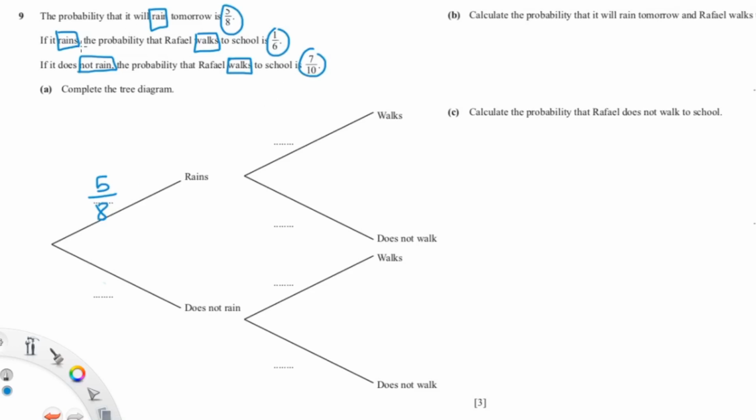So this is 5/8. This is 1/6. And this is 7/10. So now we can complete the rest of the blanks. So this would be 3/8 because 1 minus 5/8 equals 3/8. This would be 5/6 and this would be 3/10.